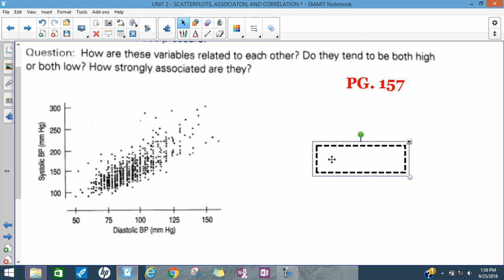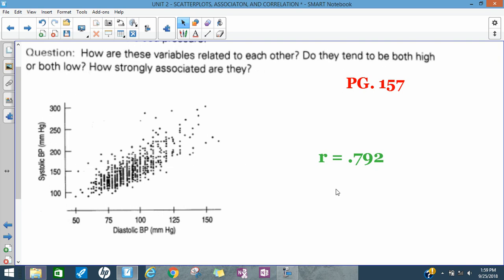If we had this data, we could plug it into technology, specifically our calculator, and calculate an R value, a correlation coefficient, and what they got was 0.792. So it's positive, which is what we see. This goes up to the right. As diastolic blood pressure goes up, systolic blood pressure also goes up. It looks pretty straight, so we're getting close to 1 here. 0.792 is closer to 1 than 0. When we were describing scatter plots before, we can see the connection with the actual correlation coefficient here. If it were 1, it would be a perfectly straight path, and we're probably not ever going to see something like that.